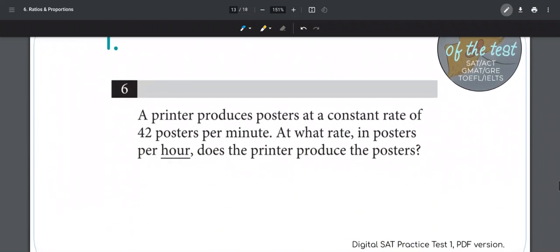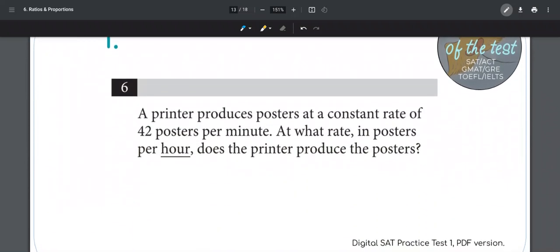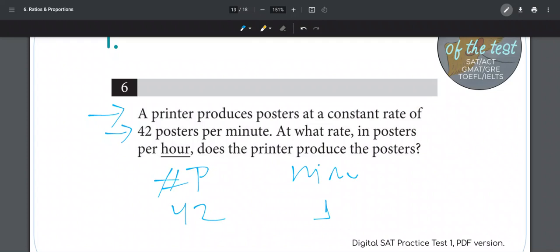I want you to pause the video and solve this question over here and write down the answer. This is basically just rule of three. I'm gonna explain it. So it says, a printer produces posters at a constant rate of 42 posters per minute. So we have number of posters, right? And minutes. So 42 posters in 1 minute. The question is, at what rate in posters per hour does the printer produce posters?